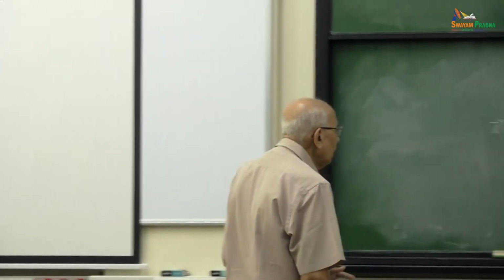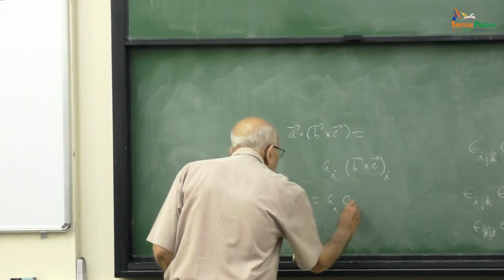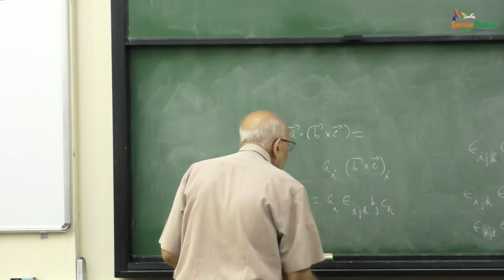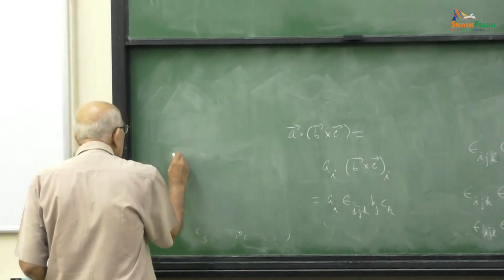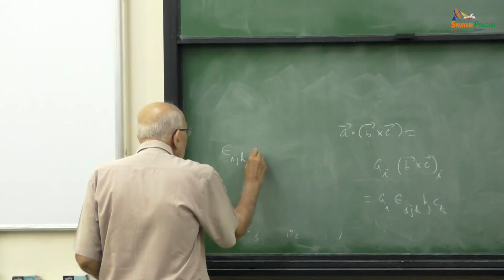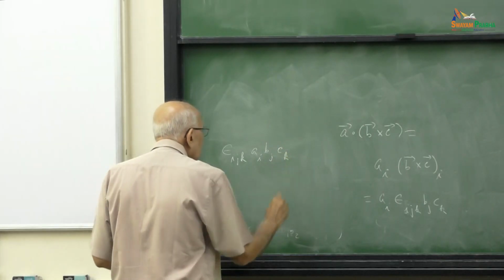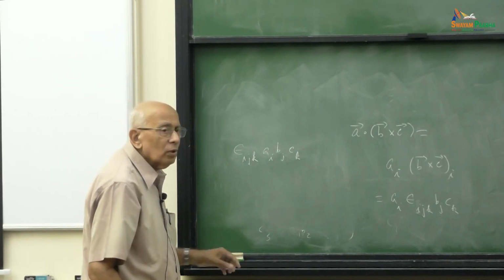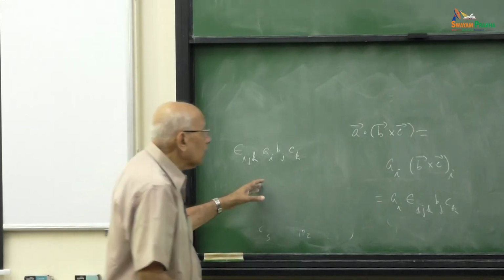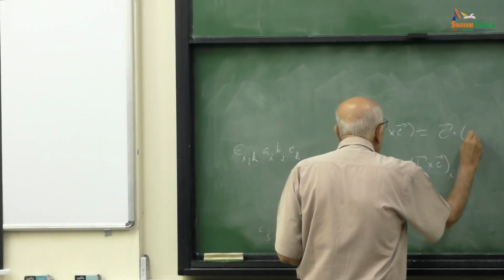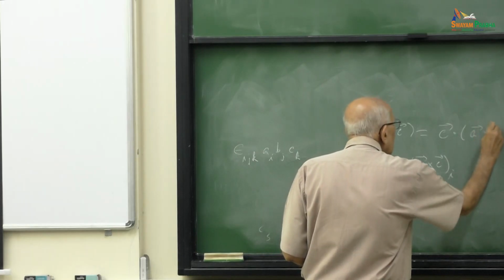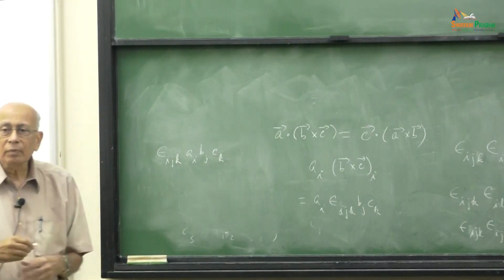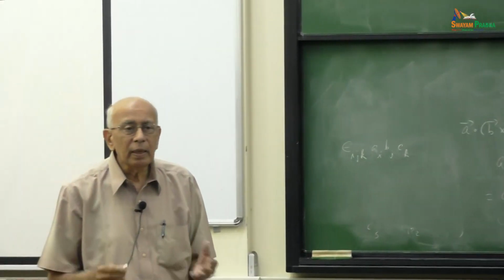But B cross C i is equal to epsilon ijk bj ck, which I can also write as epsilon ijk ai bj ck. Very nice and symmetric form. It follows at once from the symmetry of this object that this is equal to C dot A cross B. And you have this cyclic property of the triple product, triple scalar product. Follows immediately.